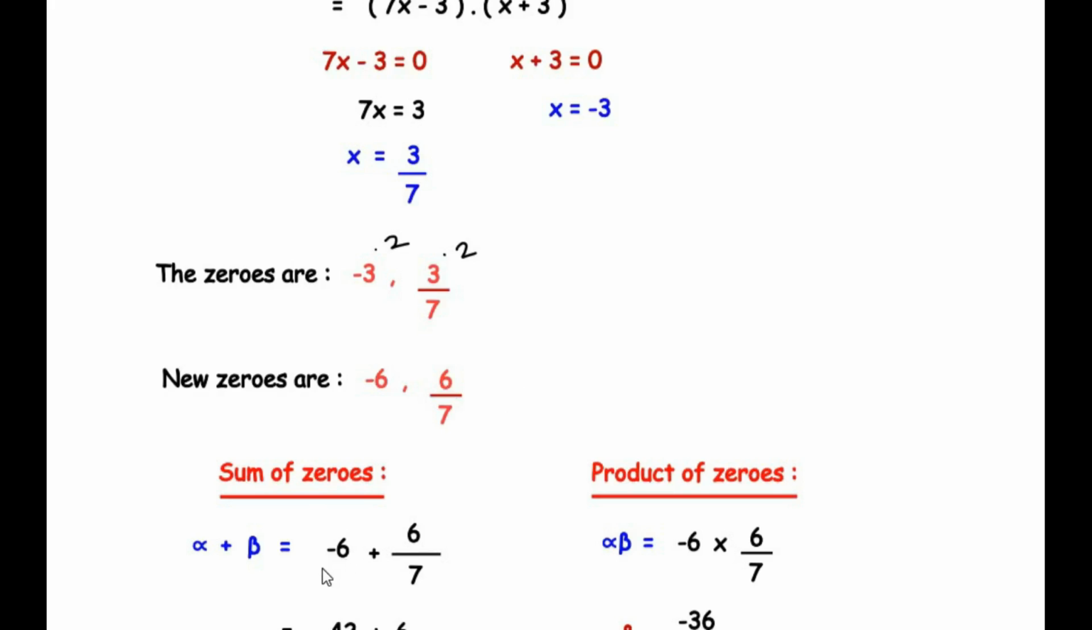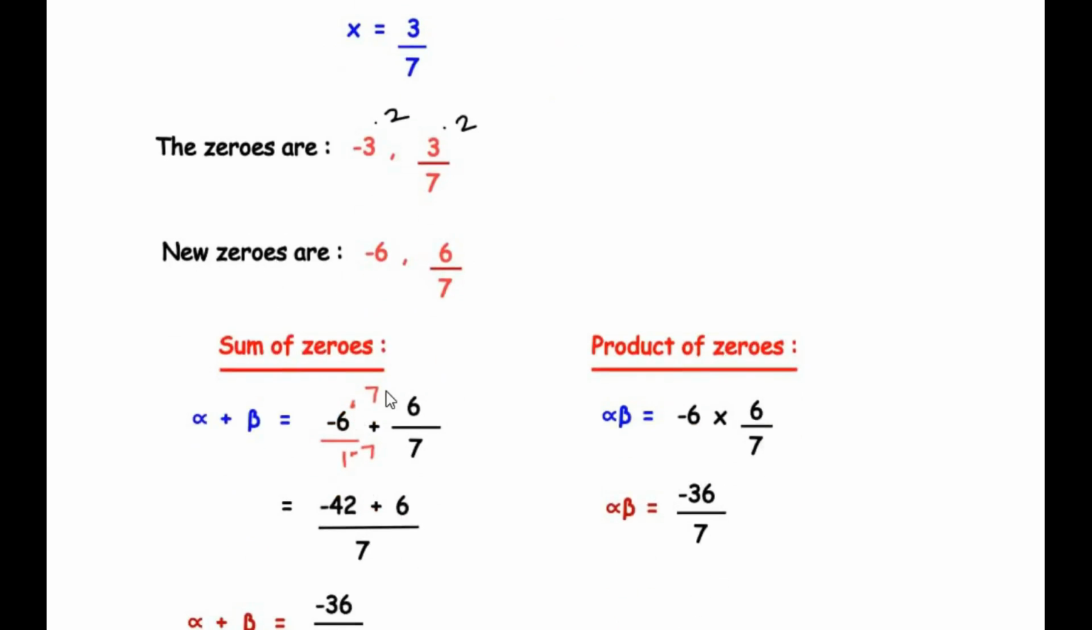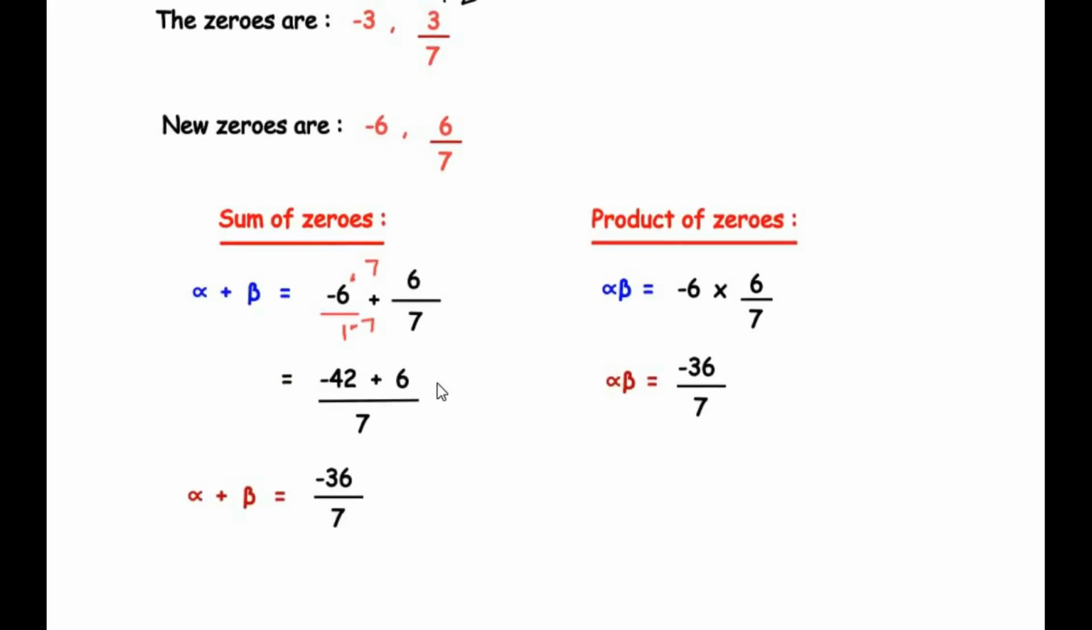Now negative 6 can be written as negative 6 over 1. So to get a common denominator we are going to multiply negative 6 by 7 and 1 also by 7. So here we get negative 6 times 7 as negative 42 plus 6 over a common denominator 7. So negative 42 plus 6 gives us negative 36 over 7. So this is the sum of the zeros.